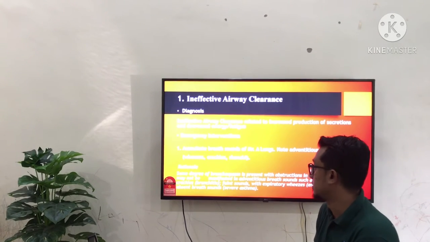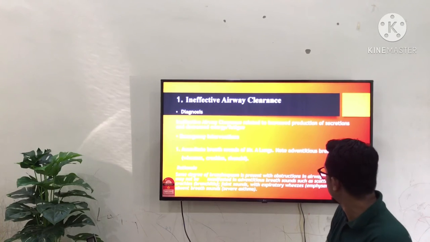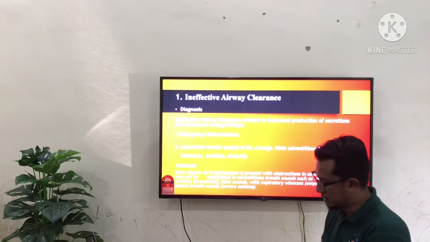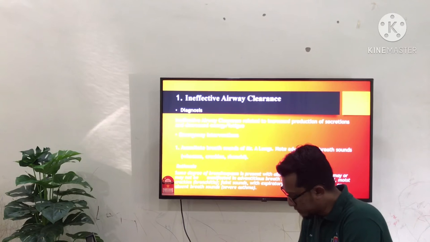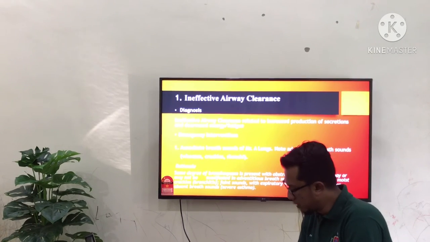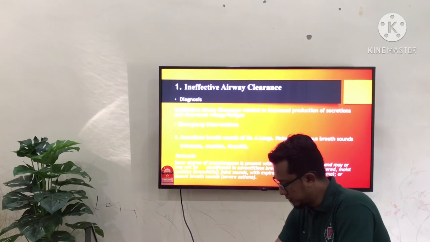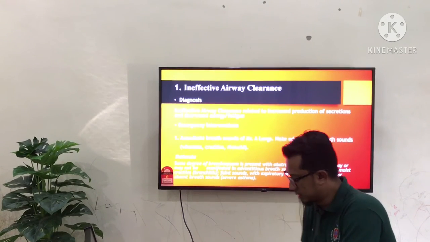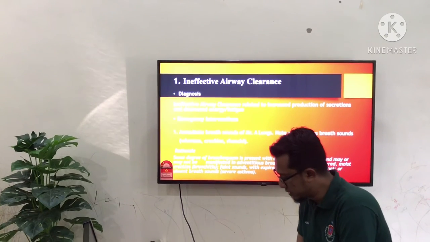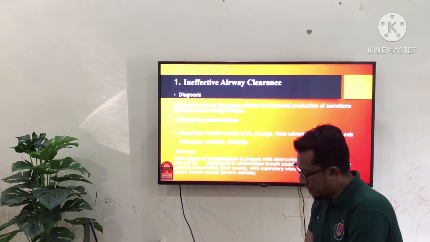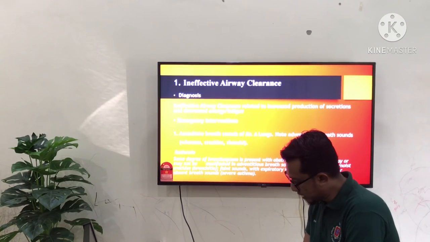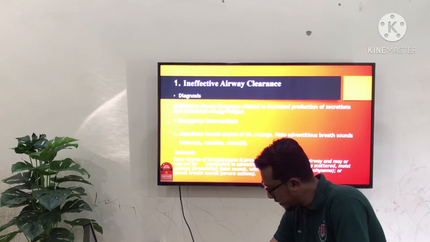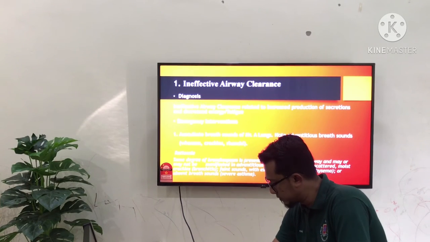Ineffective airway clearance, dia punya diagnosis dia, ineffective airway clearance related to increased production of secretions and decreased energy ataupun fatigue. Dia punya emergency intervention, auscultation breath sound of Mr. A lungs. Note adventitious breath sounds such as wheeze, crackles, rhonchi. Rationale, some degree of bronchospasm is present with obstruction in airway and may not be manifest in adventitious breath sounds such as scattered, moist crackles, bronchitis, faint sound with expiratory wheeze, emphysema, or absent breath sound, severe asthma.